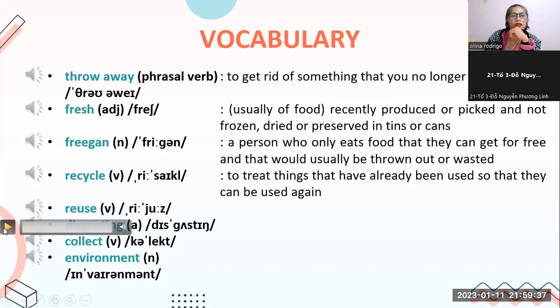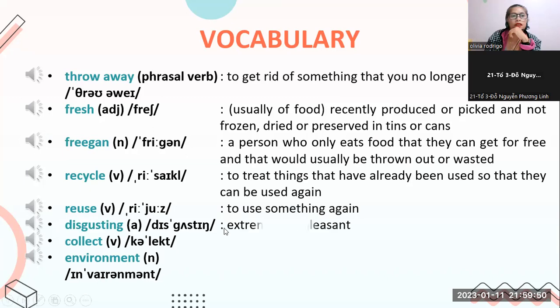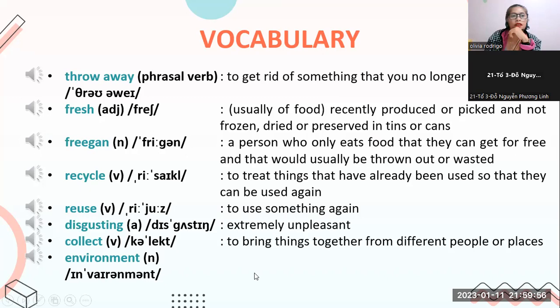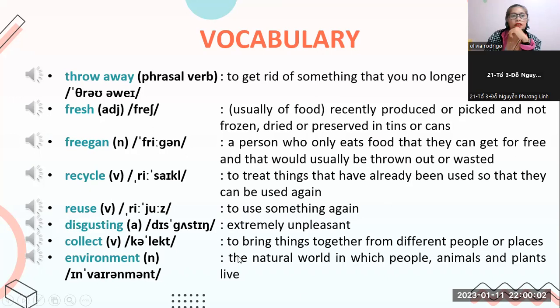Reuse. Next, you reuse, to use something again. Next is disgusting, extremely unpleasant. Next, collect, to bring things together from different people or places. Next, environment, the natural world in which people, animals, and plants live. We call it the natural world, like the forests, all the trees we can see. They are the environment.